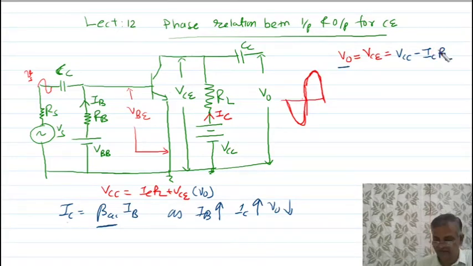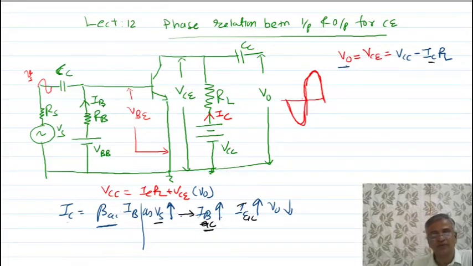You know that beta is large. Your input voltage VS increases. As VS increases, this AC base current increases. Okay. As the base current increases, then AC collector current increases. So as collector current increases, your VO decreases.